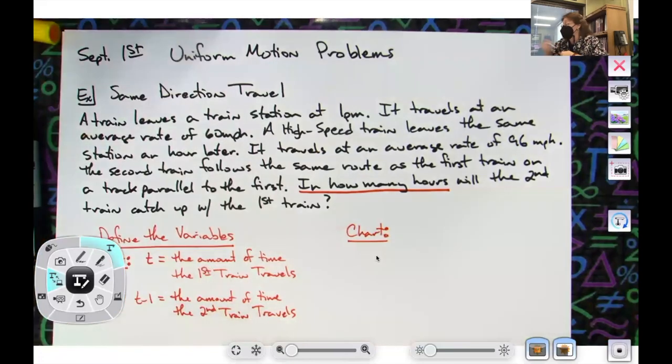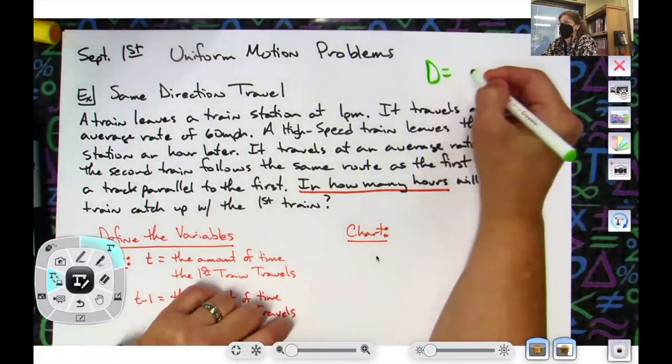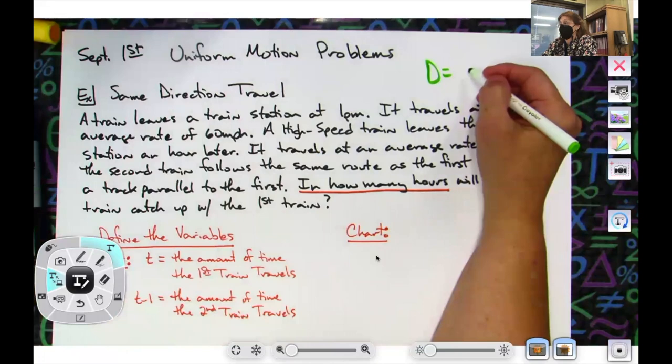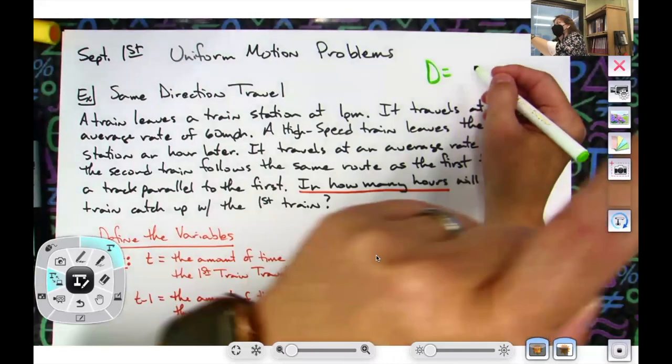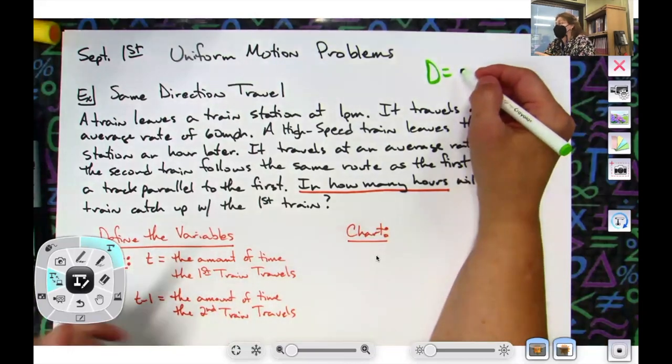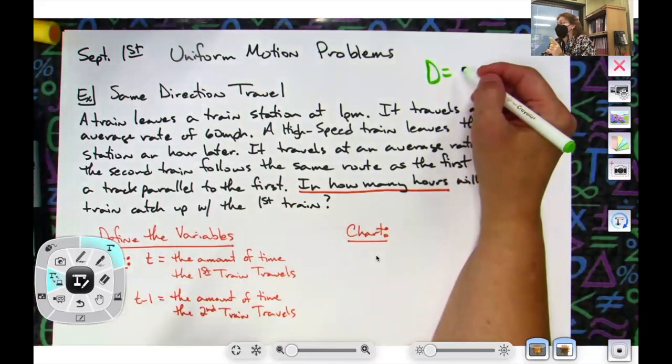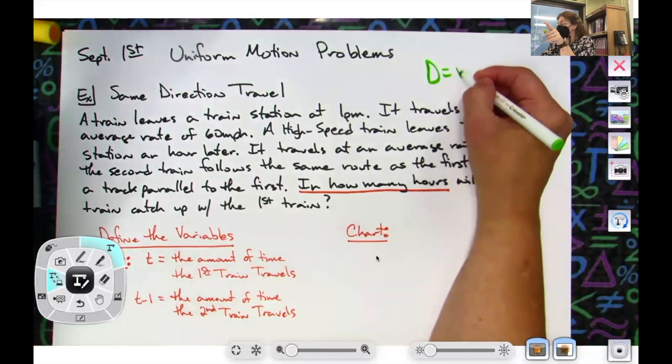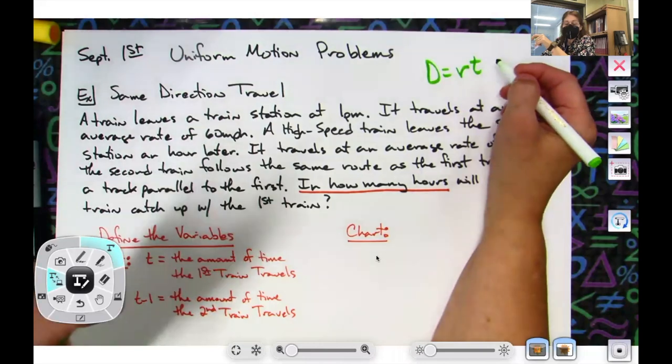Let's say distance equals... what's distance equal in science? Got to be loud enough so I can hear. Distance equals what times what? Have we not heard this formula? Oh, I'm sorry, yes. Distance equals speed times time, except we don't use speed, we use rate. D equals RT. Distance equals rate times time.